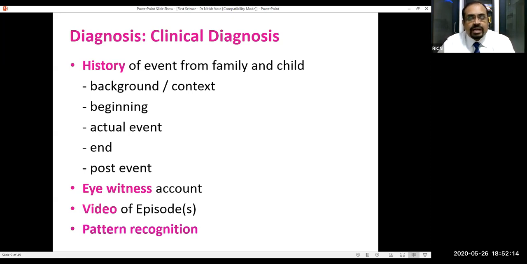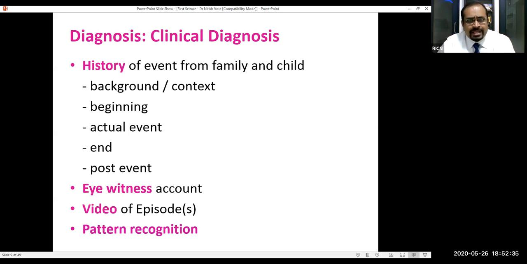Another very important part of history is the eyewitness, because in children, the mother is the most important eyewitness. So always make sure you talk to the mother and get details from her. Sometimes friends or a class teacher might be there who can be a good eyewitness. Nowadays, everyone has a mobile, which is very helpful. Ask them to record a video if possible.